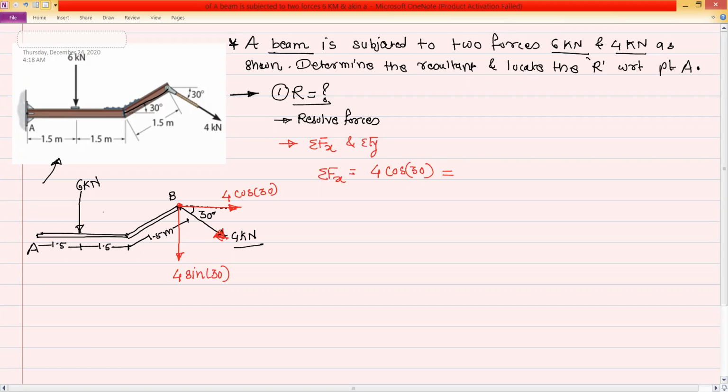Then write down summation Fy. So summation Fy, consider the y direction forces. So first is 6 kilonewton acting in negative y direction. So this is minus 6. Second component is 4 sin 30. So it is minus 4 sin 30. Only two forces in the y direction. Okay. So find out this addition. Minus 6 minus 4 sin 30.